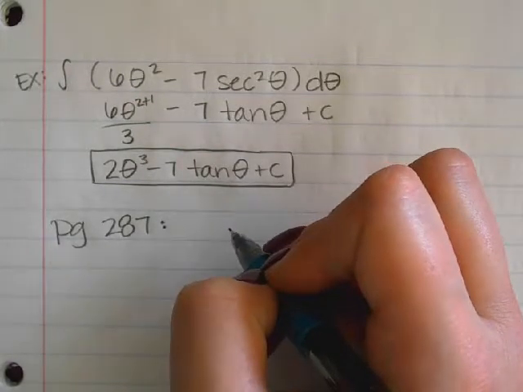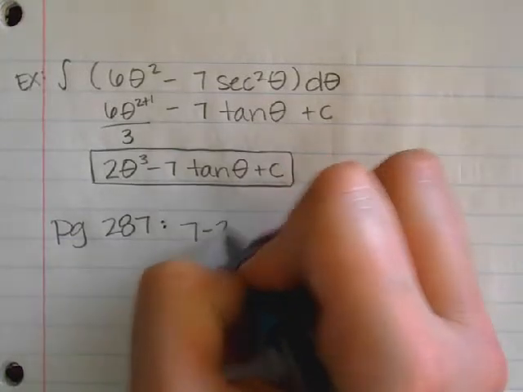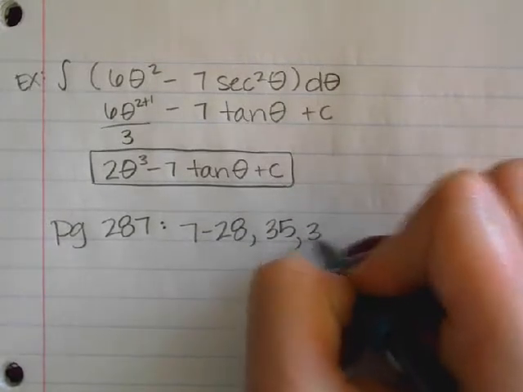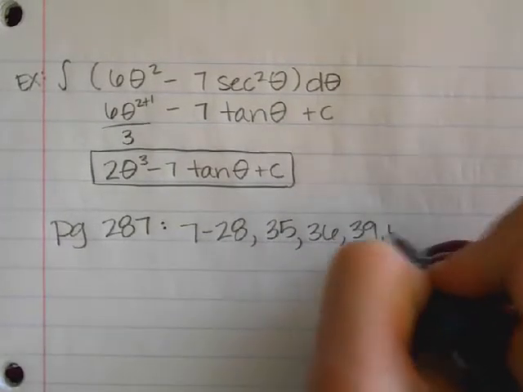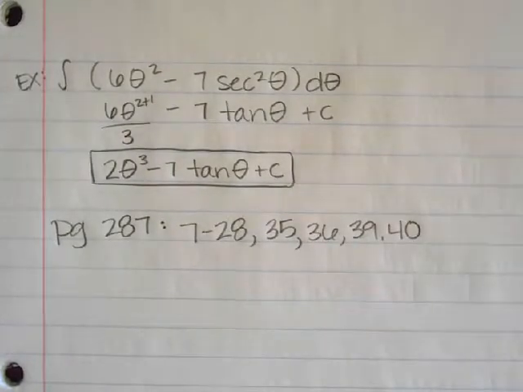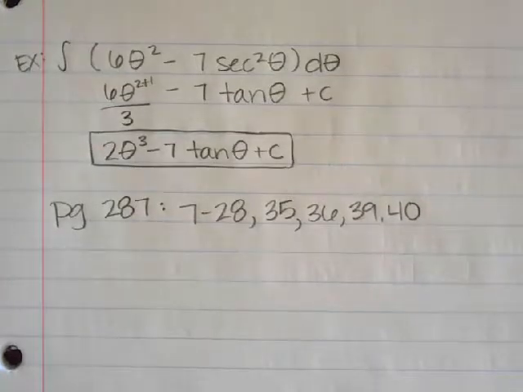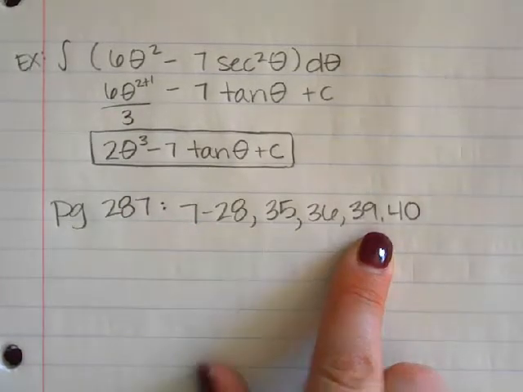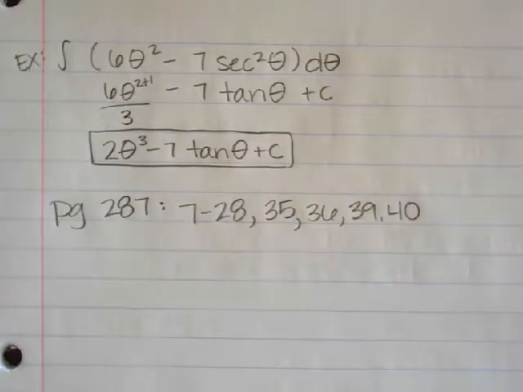So for your assignment, we have 7 through 28. Then 35, 36, 39, 40. All right, so backside of your worksheet. These are the problems you're doing. But these don't take very long.